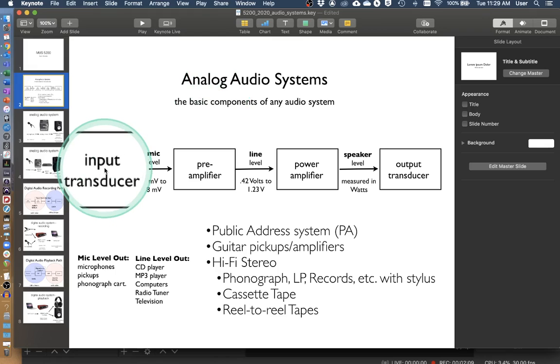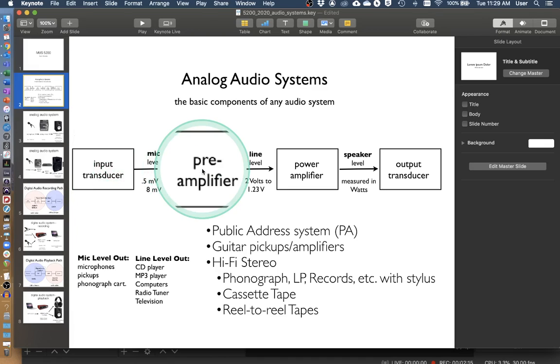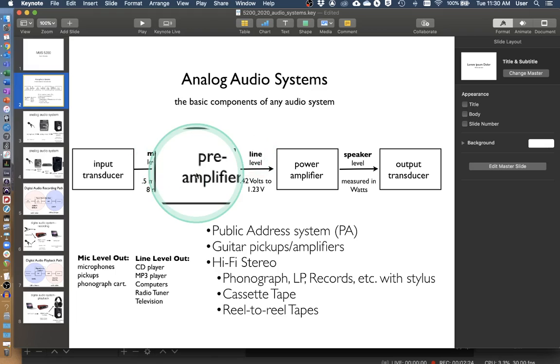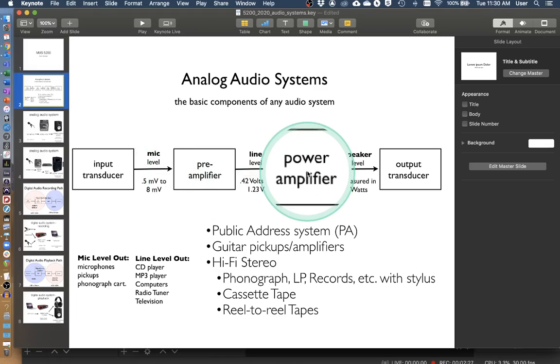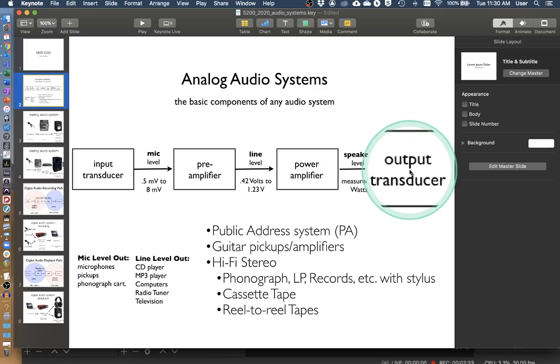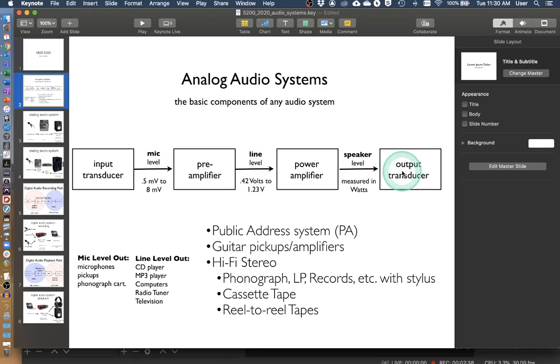So we have our input transducer, which is basically like a microphone or a pickup that then goes to our preamplifier. Our preamplifier takes that really small electrical signal and expands it to another type of signal called line level. That preamplifier then goes to a power amplifier, which makes it much more powerful so that it can be output by a speaker. And so these four stages are gradually changing or lifting up that original electrical signal.